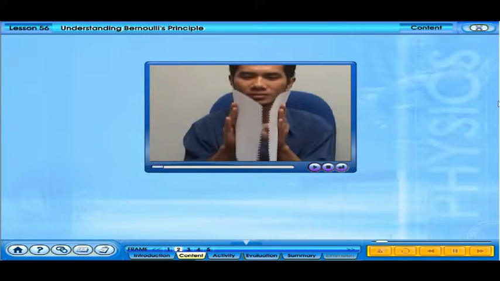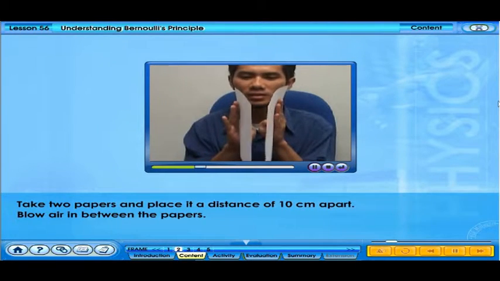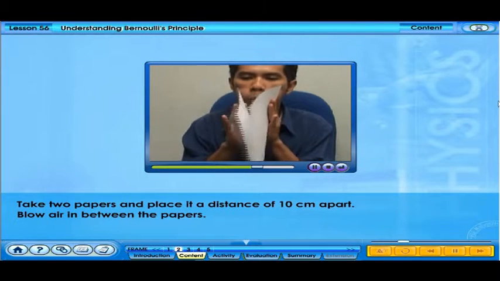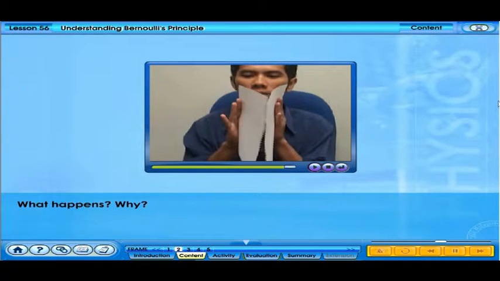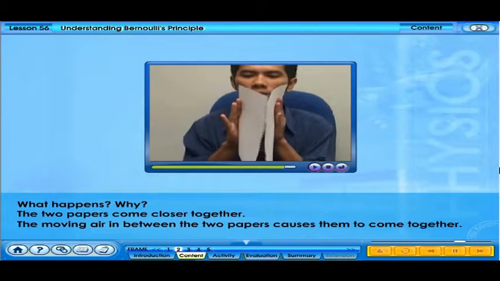Now do the following. Take two papers and place them a distance of 10 centimeters apart. Blow air in between the papers. What happens? Why? The two papers come closer together. The moving air in between the two papers causes them to come together.